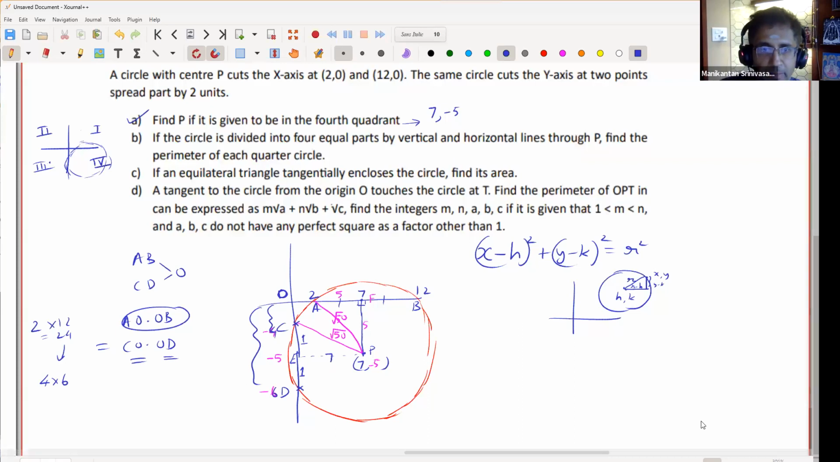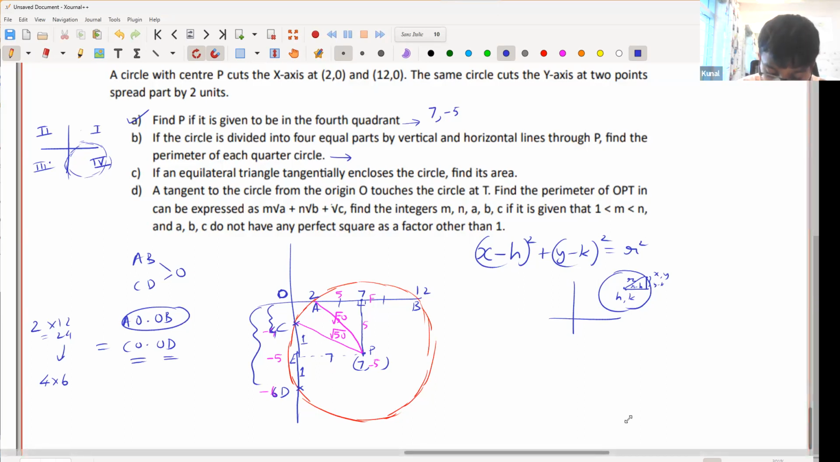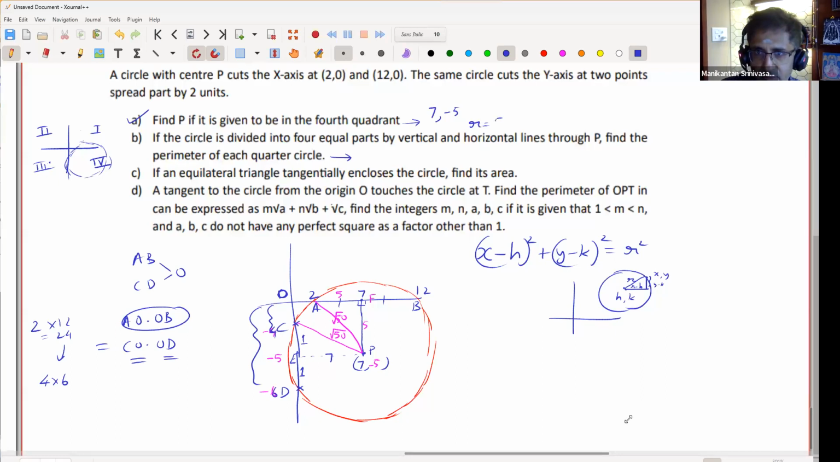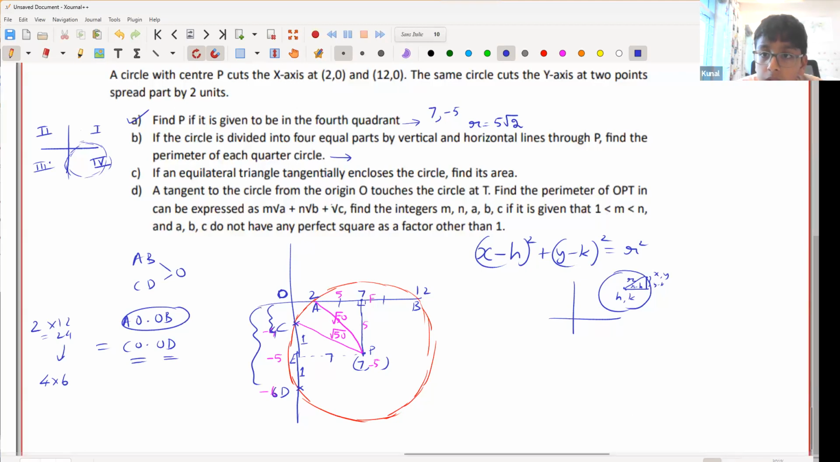Kunal, you want to pick up the B part? The circle is divided into 4 equal parts. Find the perimeter of each quarter circle. Fairly straightforward, right? Kunal. Yeah, so from the first part we found the radius is √50, which is 5√2. And then what do we do after that? We have to find the circumference of the circle and divide by 4.